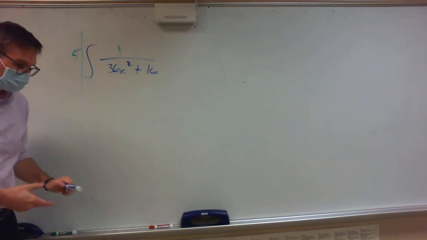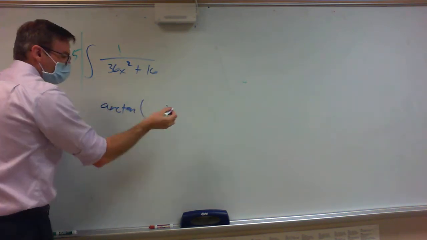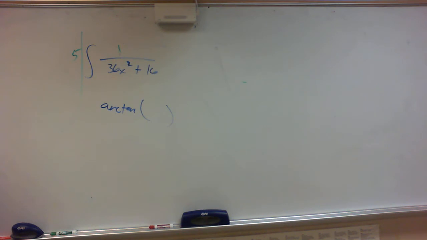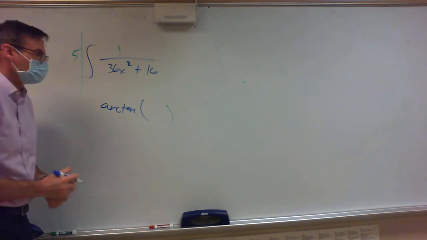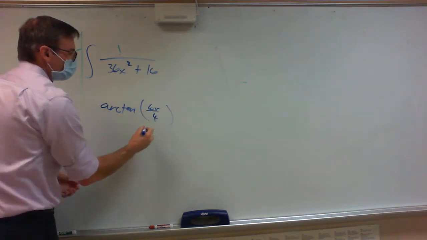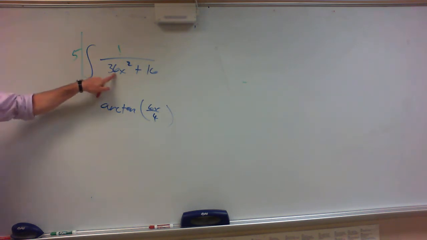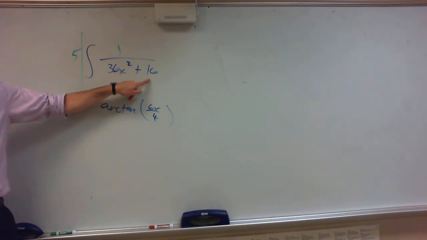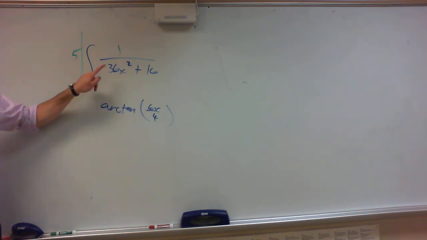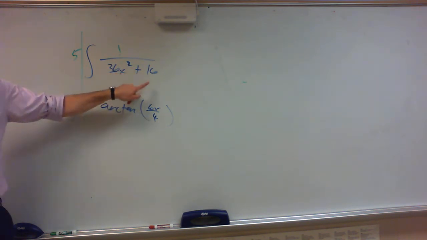Now here's the hard part. So you told me it was arctangent. What's your guess? 6x. Okay, I'm okay with the 6x over 4. Everybody see where we got the 6x? Everybody see where we got the 4? What's the square root of that? 6. What's the square root of that? 4. Whatever's next to the x is always going to give you the number that goes on top. Whatever the constant is going to give you the number on the bottom.